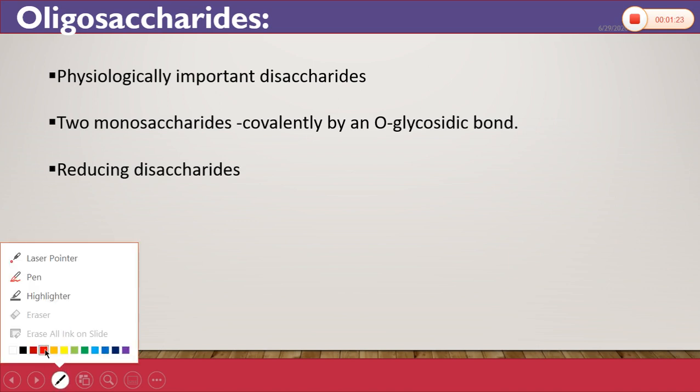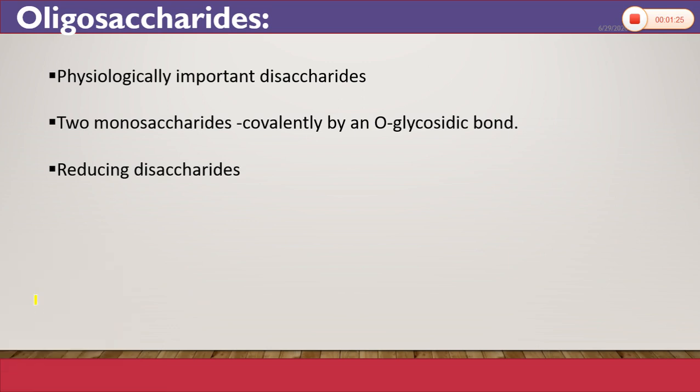These disaccharides may be reducing disaccharides. Now, what do you mean by reducing disaccharides? In the cyclic structure of glucose, we have seen that an anomeric carbon atom is formed, and when only one anomeric carbon is involved in glycosidic bond formation, then reducing disaccharides are formed.